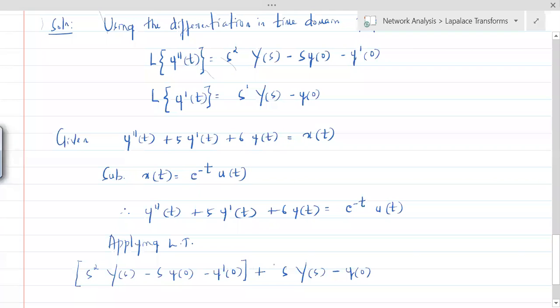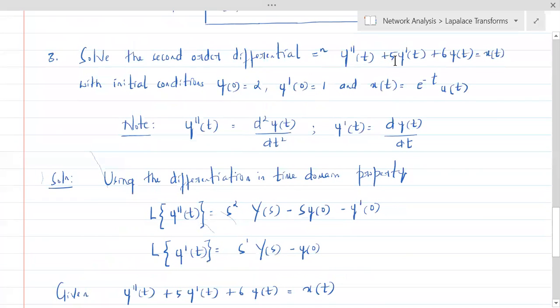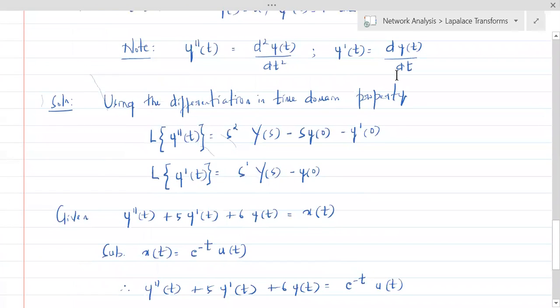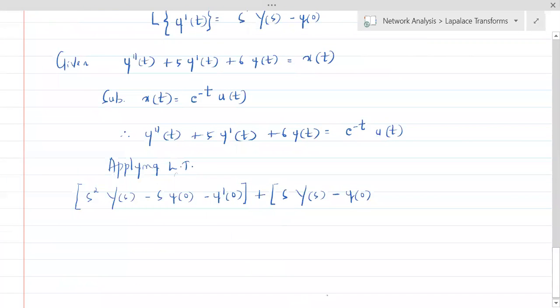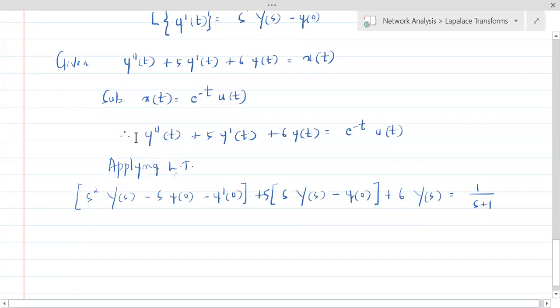You will understand this first term; this is for our second term. When we are writing the second term, see here we have 5. I didn't consider the 5 here. There is a 5 in the second term. Then plus 6 Y of s equal to, what is the Laplace transform of this? E power minus t is 1 by s plus 1. So we have applied Laplace transform on this equation now.